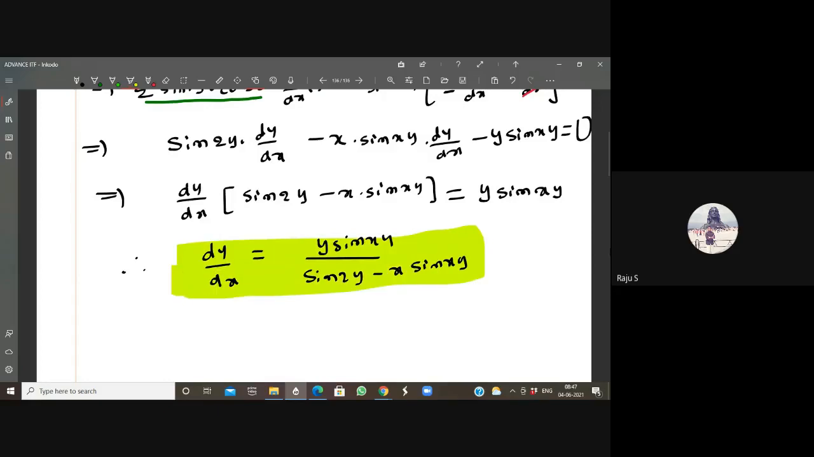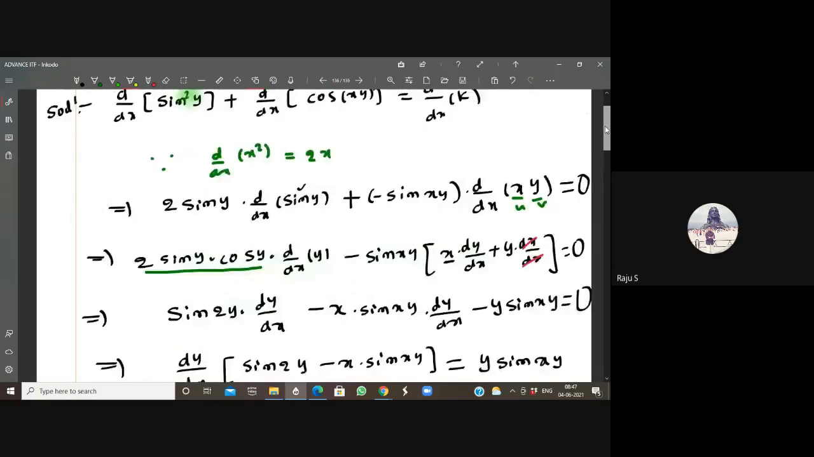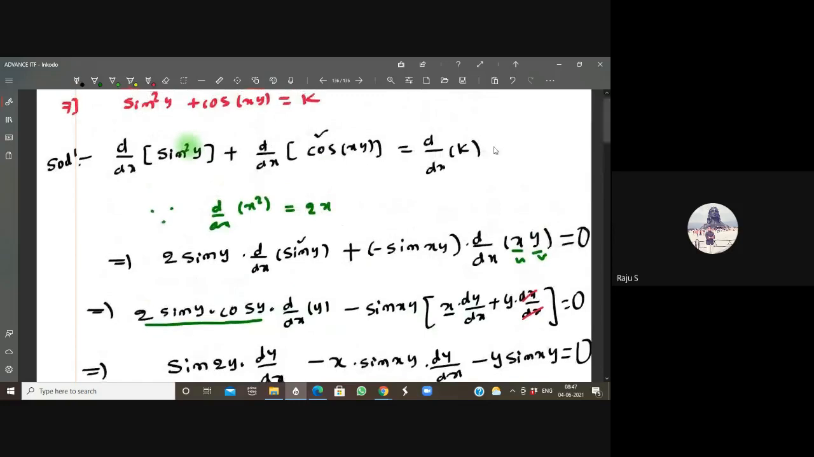Is it clear, students? Having any doubts? Carefully you have to do here. For sine square, first apply the x square formula, then after that the sine derivative, then after that the y derivative, like that. Try to write more steps.